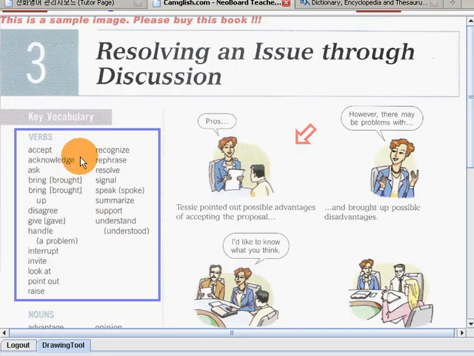Accept, acknowledge, ask, bring up, disagree, give, handle, interrupt, invite, look at, point out, raise, recognize, rephrase, resolve, signal, speak, summarize, support, understand.